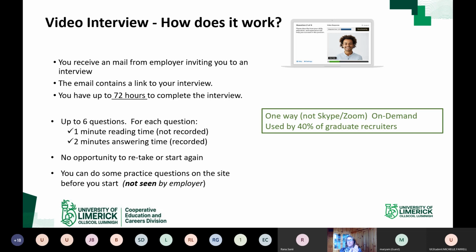Generally speaking, you'll have up to about 6 questions. For each question, there's a minute of reading time, which isn't recorded, so you have the chance to read the question on screen, and then 2 minutes answering time, which is recorded. You don't generally have the opportunity to retake. However, you can complete some practice questions, and they're not seen by the employer. So it is definitely worth completing that, but even in advance of that, do some practicing so you get used to the whole process of recording yourself. That would definitely be advisable.